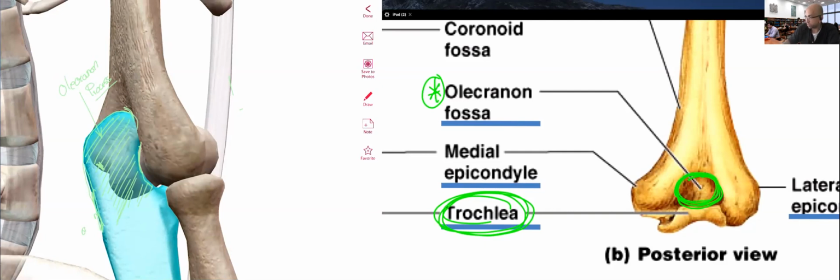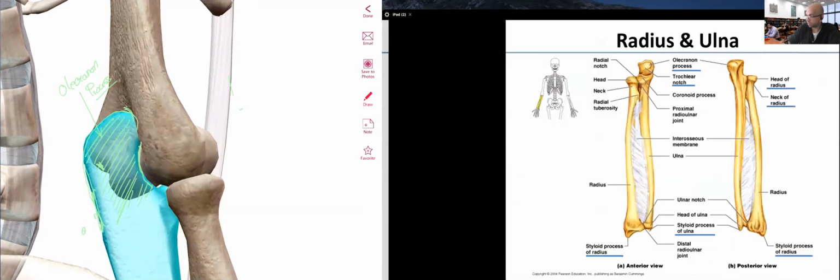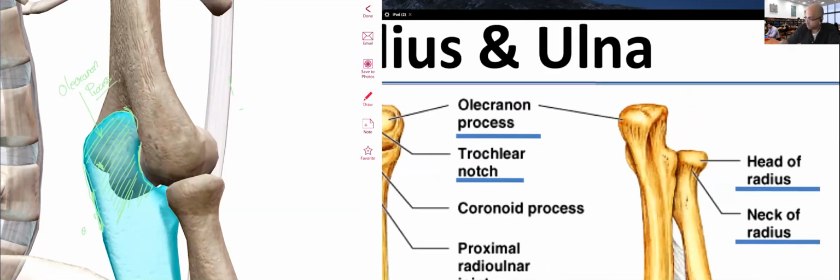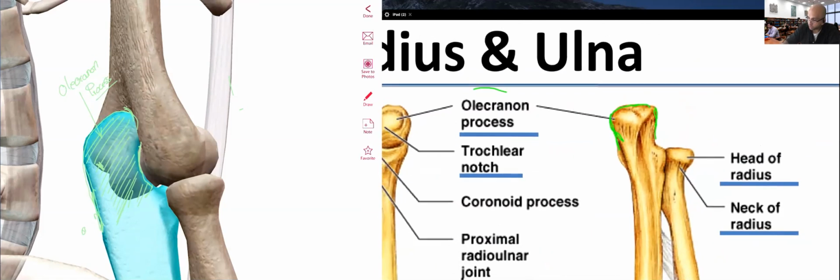Again, what do we call this? The large depression in the posterior aspect of the lower end of the humerus. This is my olecranon fossa. And what do we call the process here of the ulna? This is going to be my olecranon process.